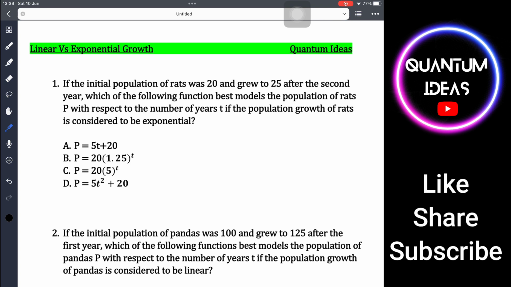Okay, so let's get started. The topic that I chose is linear versus exponential growth. There will be a few questions related to it. Let's see number one.